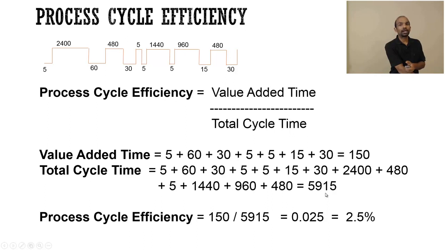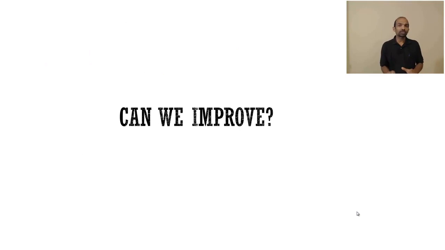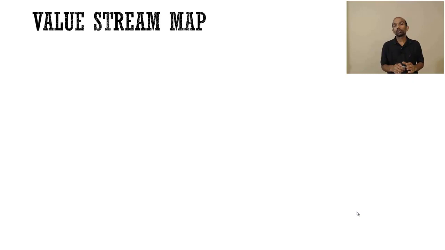And that means the process cycle efficiency is 150 divided by 5,915. That comes out to be 2.5%. So then the next question is, how can we get better? Can we improve? And so just without making any major change, I think we can improve the performance of this team. So what can we do?